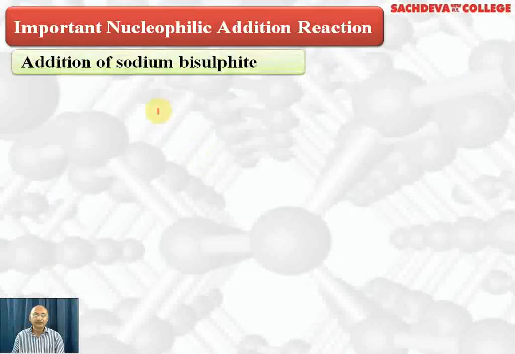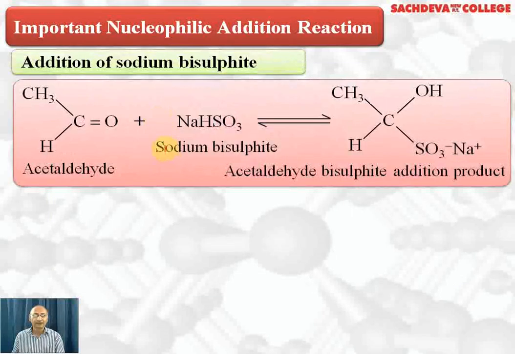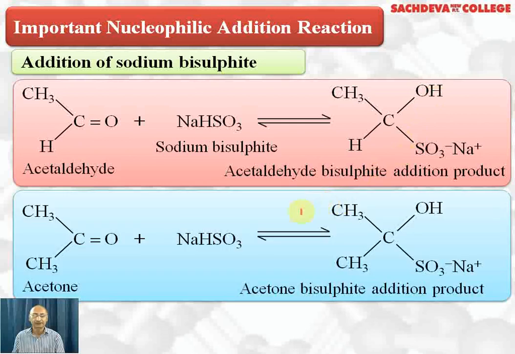Let's take up specific reactions, addition of sodium bisulfite to acetaldehyde. Here SO3Na will get attached to carbonyl carbon and this negatively charged oxygen will pick up H. So we get acetaldehyde bisulfite addition product. Acetone reacts with sodium bisulfite and SO3Na gets attached to carbonyl carbon and oxygen picks up H positive ion. We get acetone bisulfite addition product.